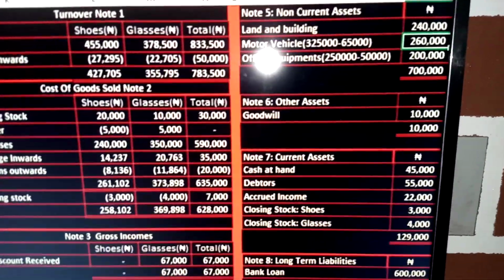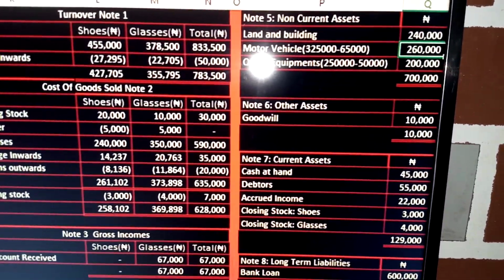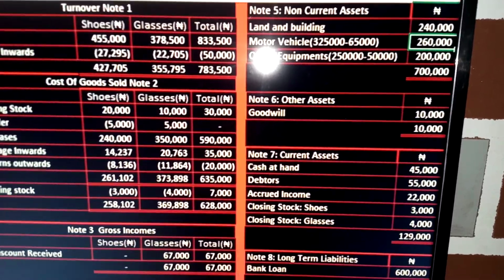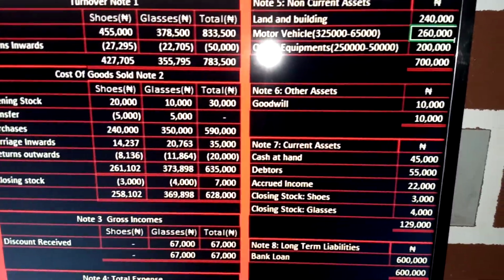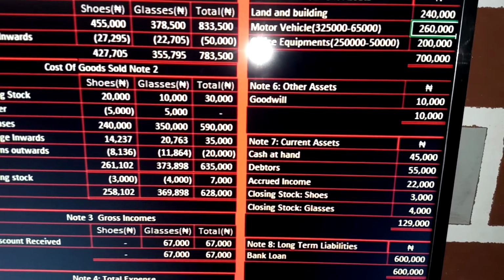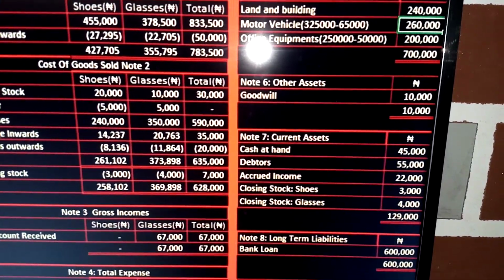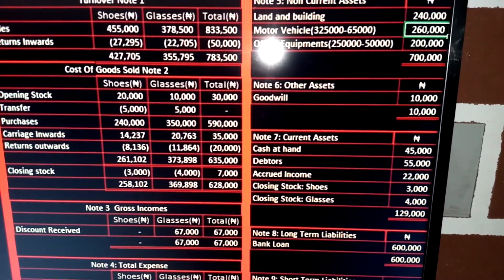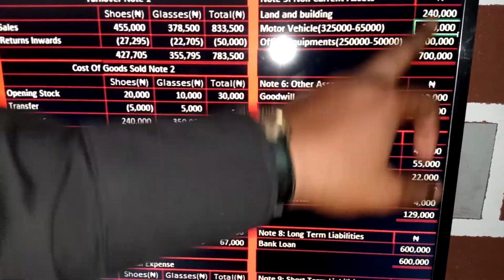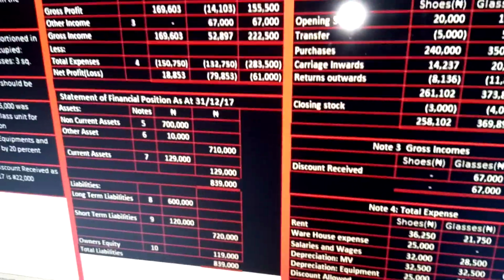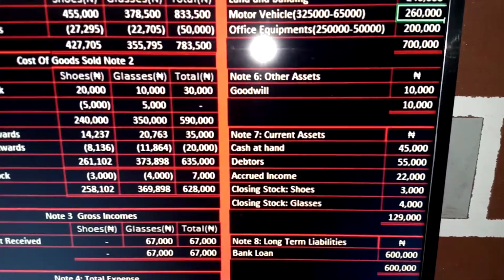You have 325,000 minus 65,000, that's 260,000. So office equipment is 250,000 minus 50,000. That's the depreciation. So you have 200,000. If you're adding everything, 240, 260, 200, you have 700,000. That's what you have here. Non-current asset, 700,000.